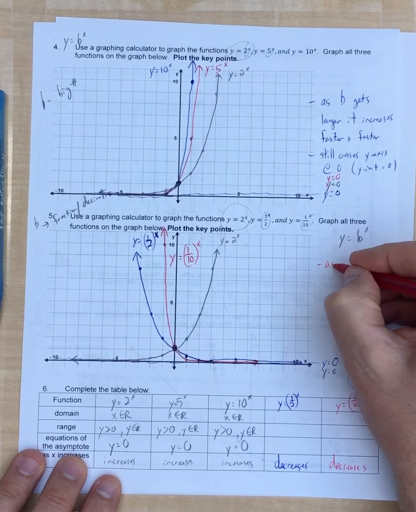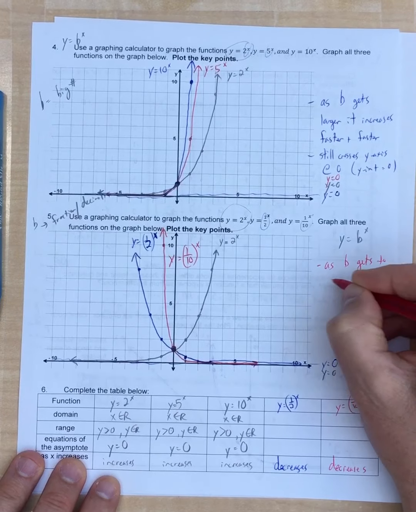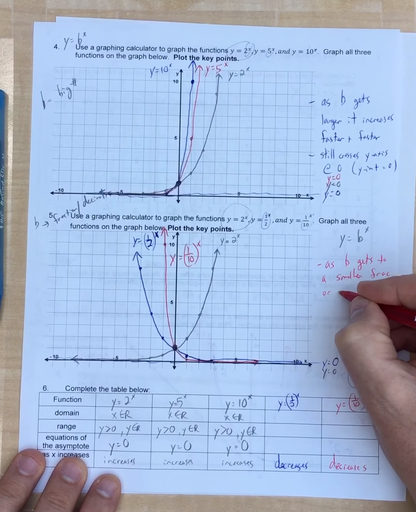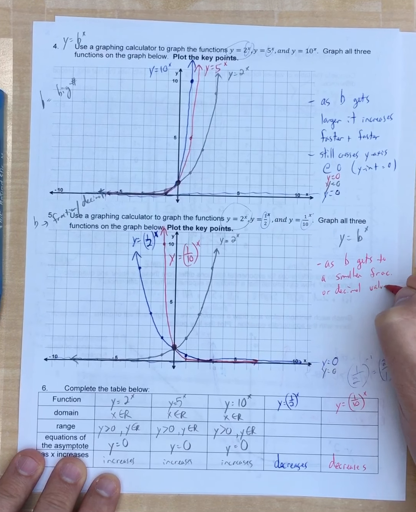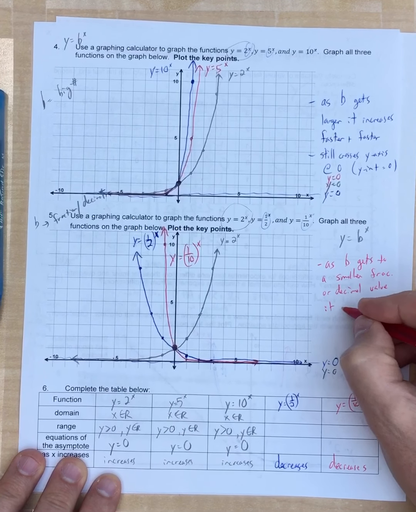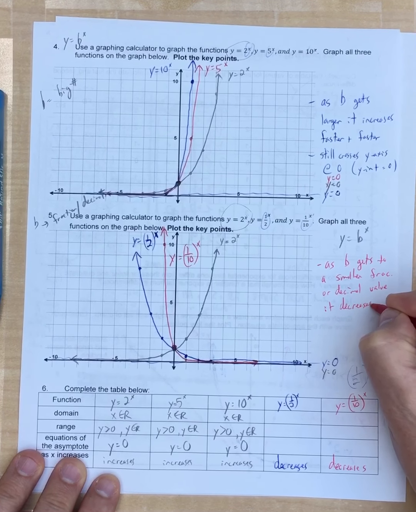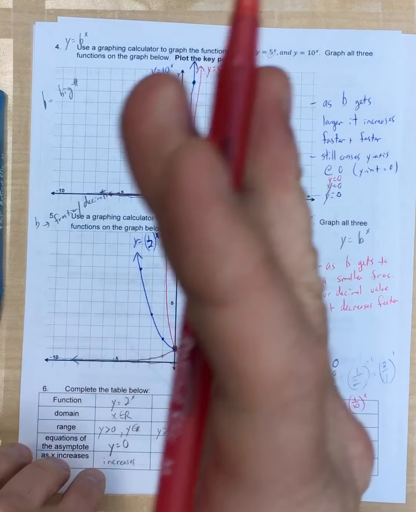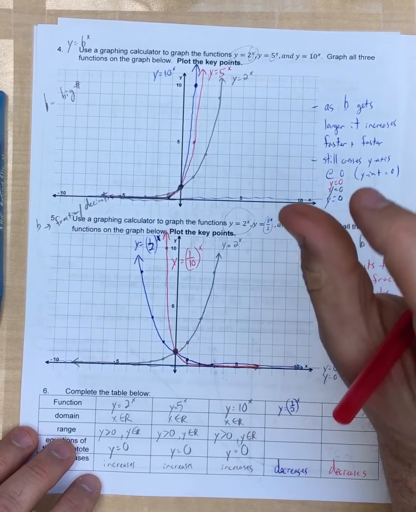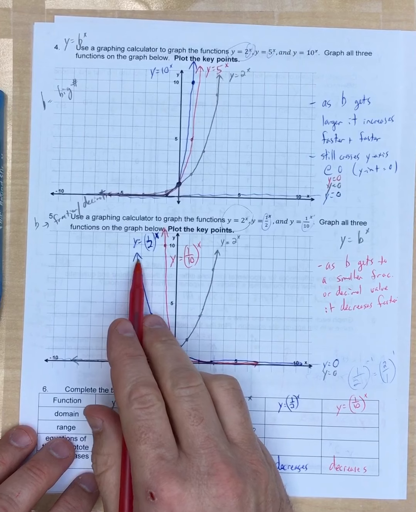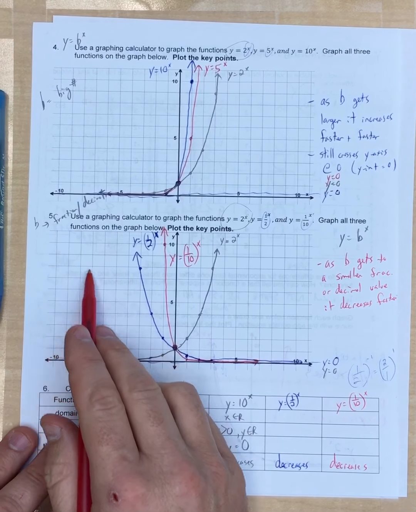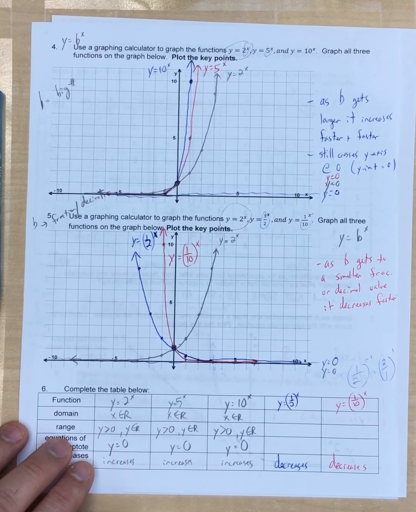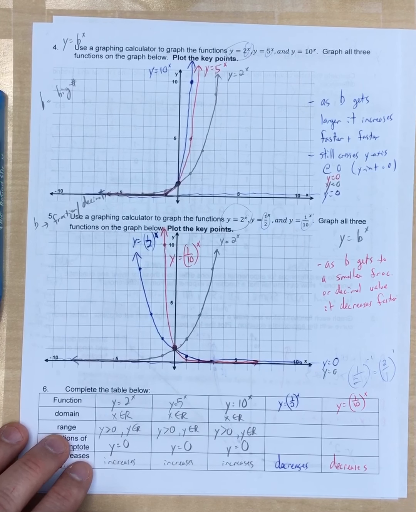Okay? And as b gets to a smaller fraction or decimal value, it decreases faster. Look, it starts up at 10, goes down to 1, goes down to 1/10. It decreases super fast when it's 1 over 10, when it's 0.1. But when it's 0.5, it decreases a little more slowly. If it was 0.8, it would decrease even more slowly. If it was 0.9, even more slowly, but it's still going to decrease. As long as it's a decimal smaller than 1, it's still going to decrease.